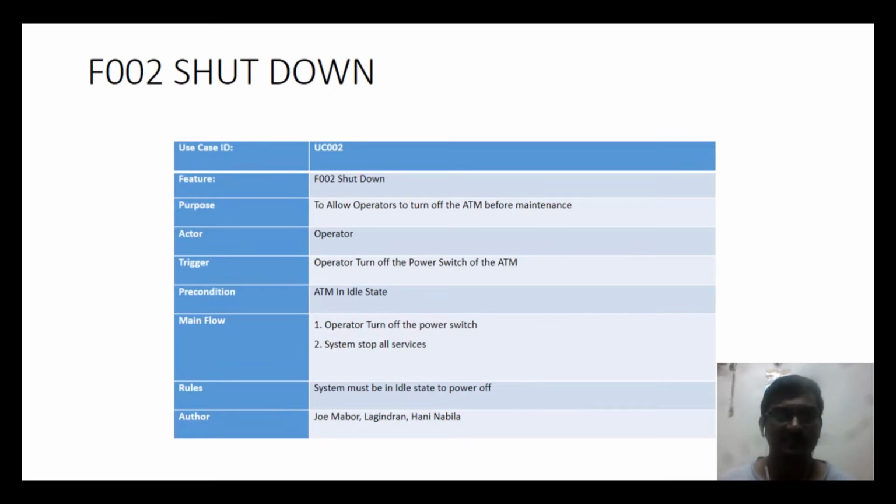The second use case is shutdown. This is to allow operators to turn off the ATM before maintenance. It will be handled by an operator. The trigger is basically the operator turning off the power switch of the ATM, the precondition is that the ATM is in the idle state, and the rule is that the system must be in idle state to turn off.